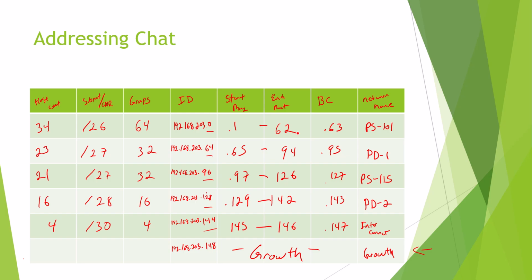So the way that we read this is for network 1, for PS 101. The ID is 192.168.203.0. The starting range is 192.168.203.1 through 192.168.203.62. These are ranges, so .1, .2, .3, .4, .5, and so forth. The ending, or the broadcast, for the first network ID is 192.168.203.63. So now we've completed our address charts.